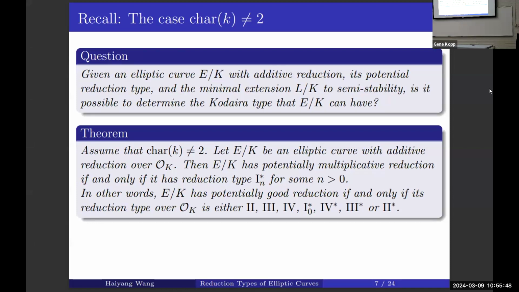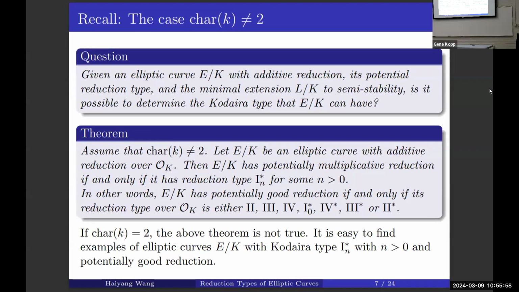In other words, E over K has potentially good reduction if and only if over O_K the reduction type is one in this finite list. However, when the characteristic of little k is 2, the above theorem is not true. And actually, it's easy to find an example of an elliptic curve E over K with Kodaira type I_n star with n greater than 0 and potentially good reduction.